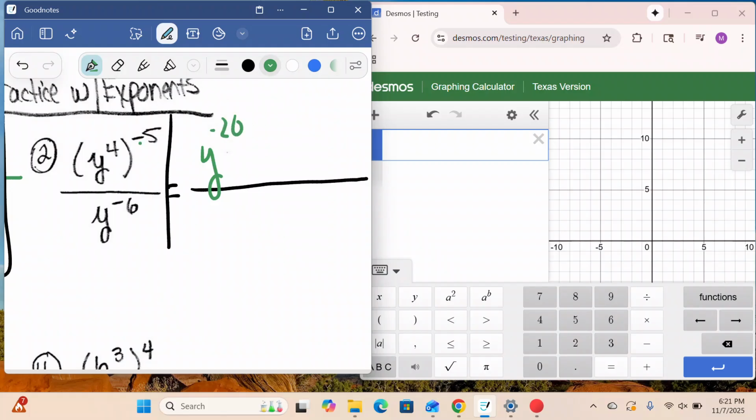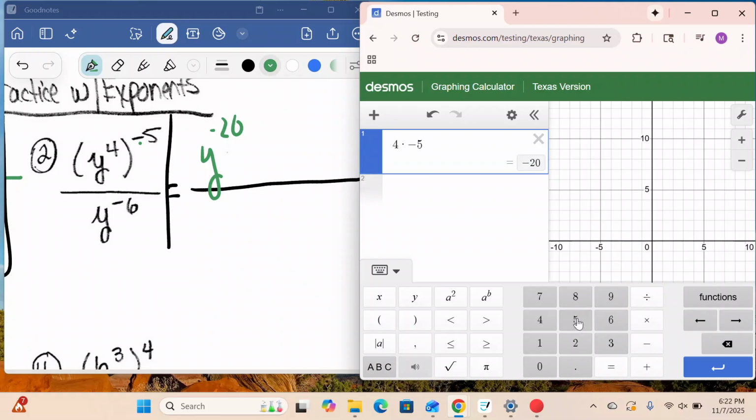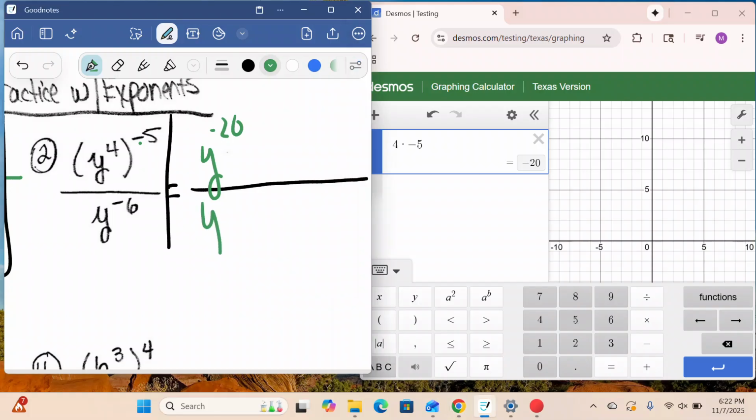And what happens if I don't know that that is y to the negative 20? I don't know what 4 times negative 5 is. Well, of course, I have decimals right here, my trusty decimals that I can just multiply 4 times negative 5. And I do 4 times negative 5, and that gives me a negative 20. Then on the bottom, I have the y. So I'm just going to leave it alone as y to the 6.